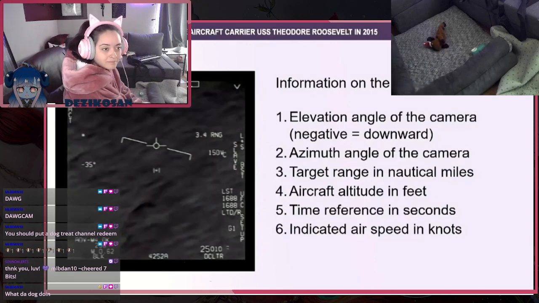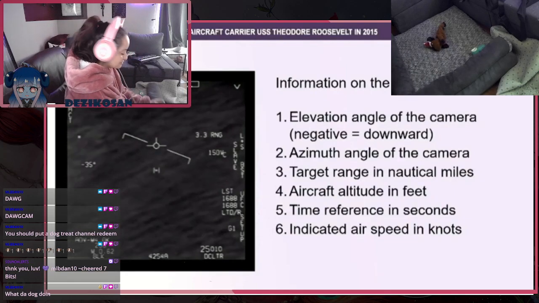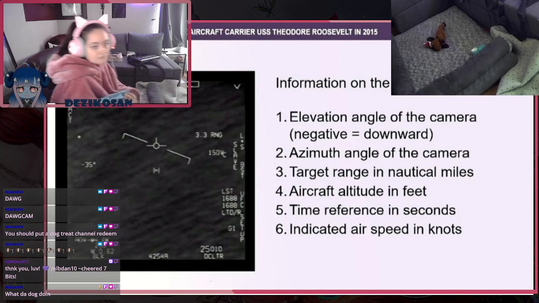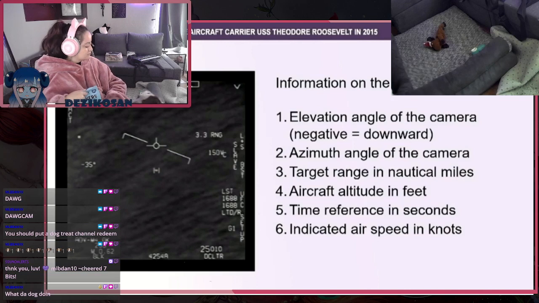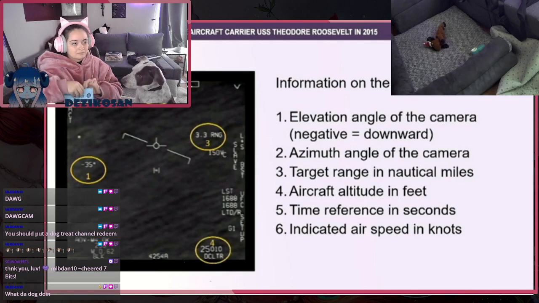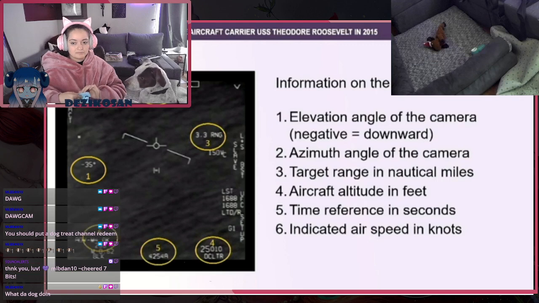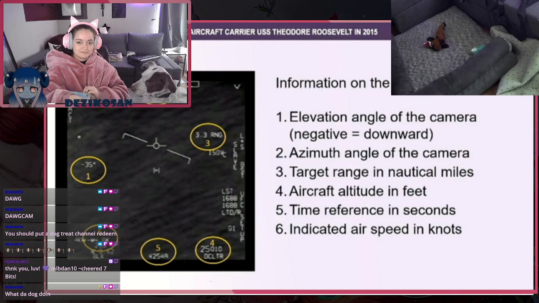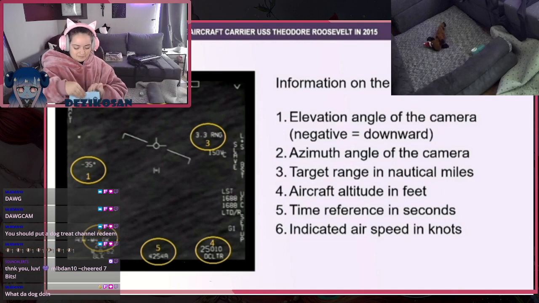Fortunately, the information needed to determine the altitude and velocity of this object is contained on the display. This includes the elevation angle of the camera, the azimuth angle of the camera, the target range in nautical miles, aircraft altitude, the time reference in seconds, and indicated airspeed in knots. This information in this video in particular has been discussed quite a bit on the web.